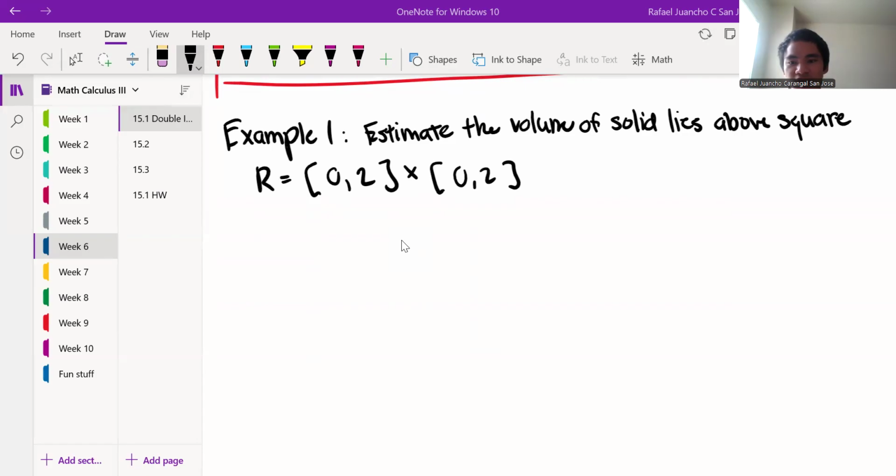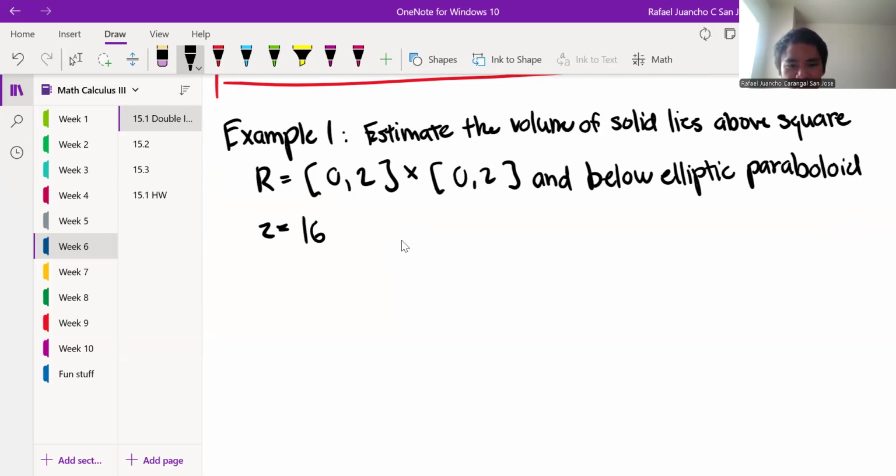So that solid lies above that square, but it's below the surface, specifically an elliptic paraboloid. So we know what that is. It's an ellipse that has two vertical traces of a parabola. The equation of that surface is z equals 16 minus x squared minus 2y squared.